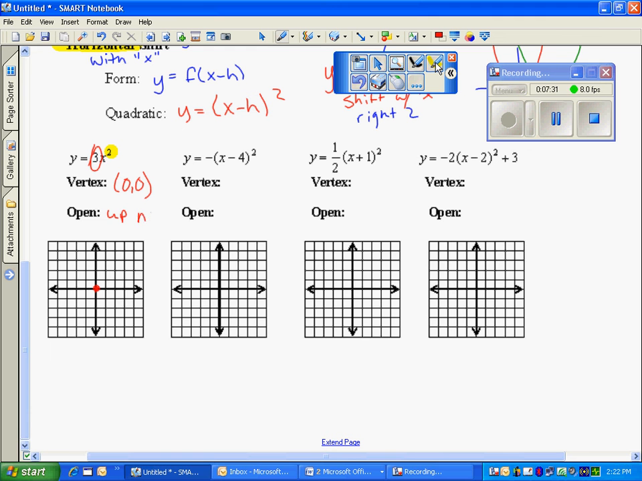Notice I didn't think vertical compress or stretch. I just visually thought, rise 3, run 1. So it's going to be fairly narrow. How narrow? I'm not finding exact points. I'm just estimating or providing a sketch.